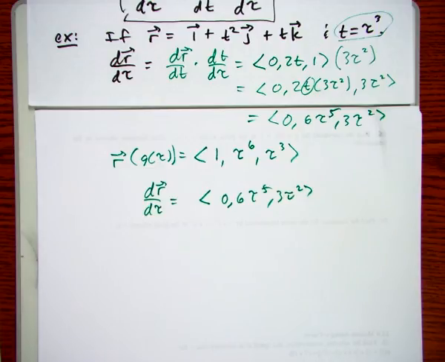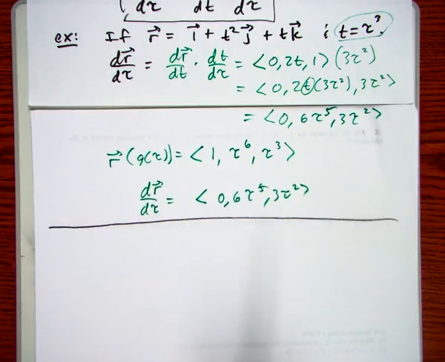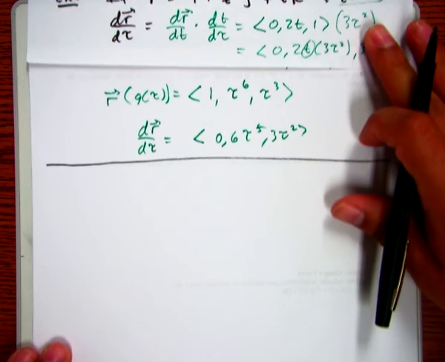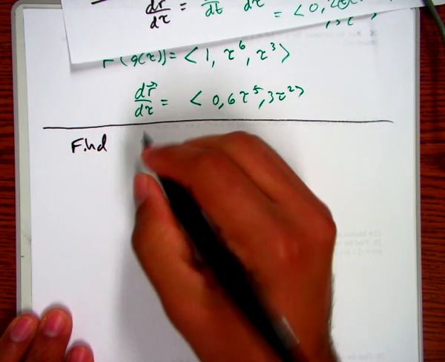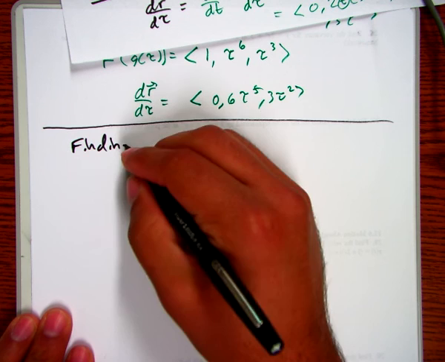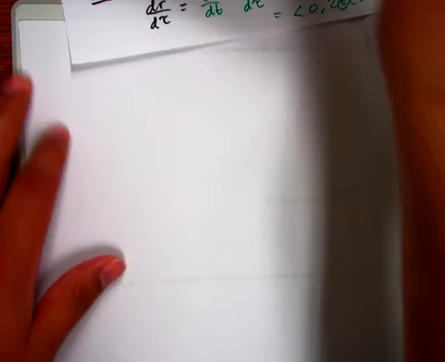Okay. So probably the most important part of this whole section is what we're going to talk about now. Not to say that what we haven't done isn't important, but this is certainly going to be used not only in this unit, but probably later on as well as we introduce new topics. Okay, so finding an arc length parameterization. You know what, let me just start in a new page.